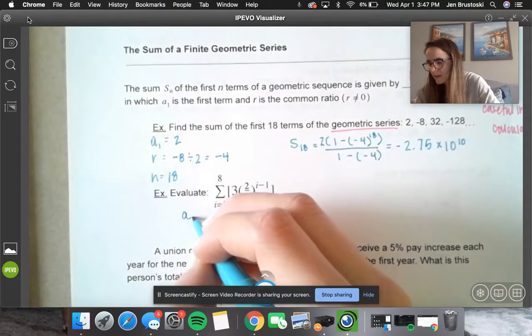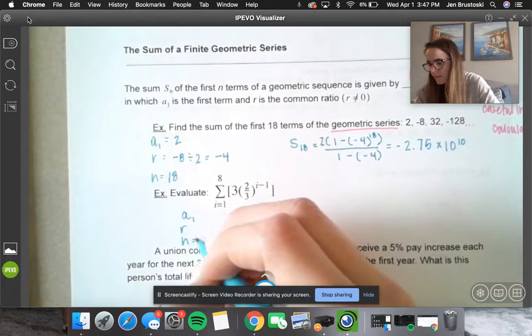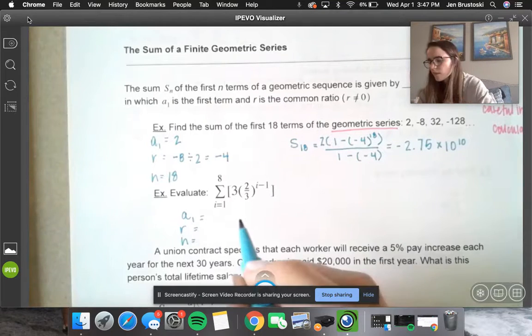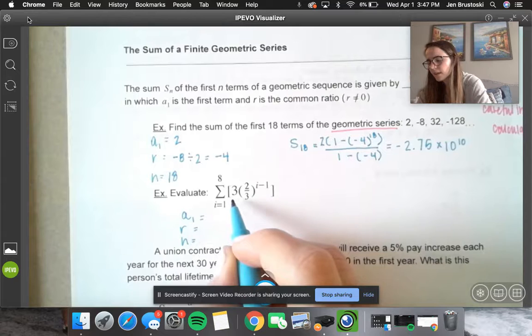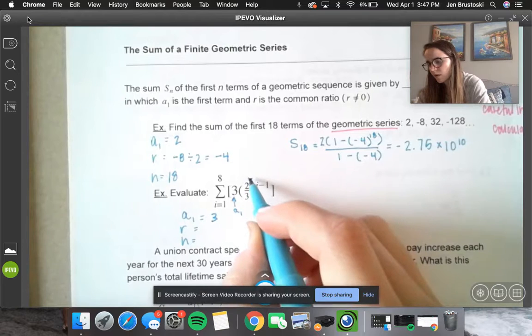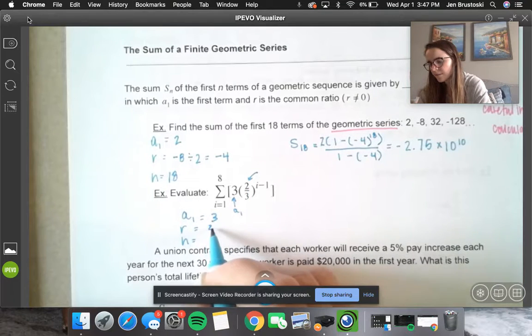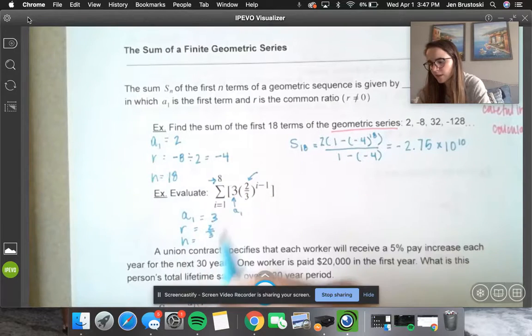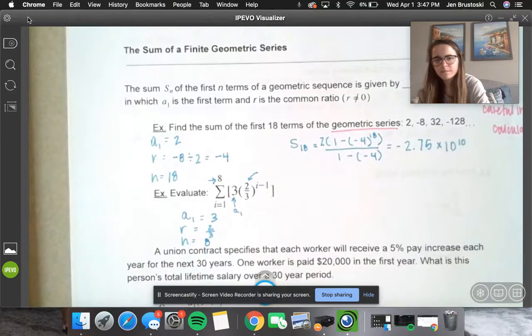So we have a sub 1, r, and n. Looking at this equation, it's in our geometric series form. If you remember back, this value right here, that 3, is going to be our a sub 1. Our r is that 2/3 right there. And n is going to be this value right here, 8. So we'll plug that into our equation.